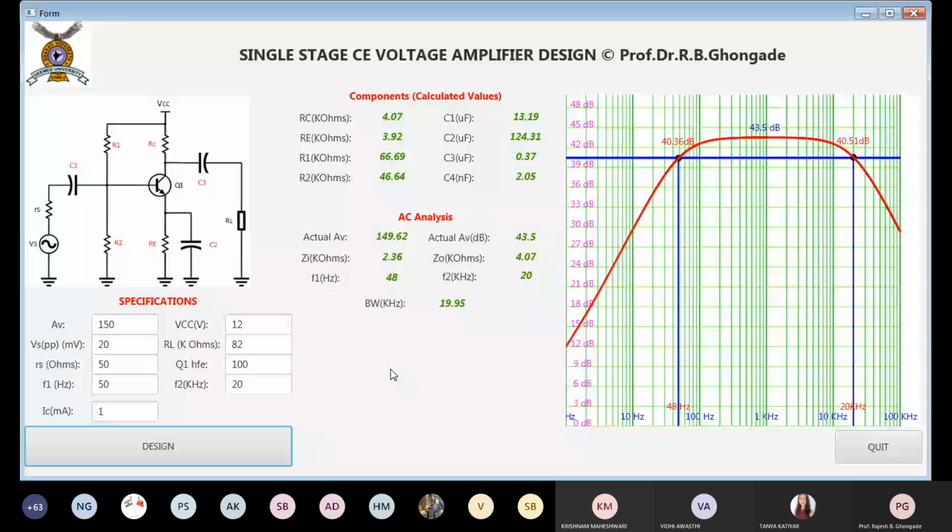Look at the frequency response. So what is the actual bandwidth that we get is nearly 20 kilohertz. That is as expected. The lower cutoff frequency we are getting is 48 hertz, and the upper cutoff frequency is exactly 20 kilohertz. Okay?